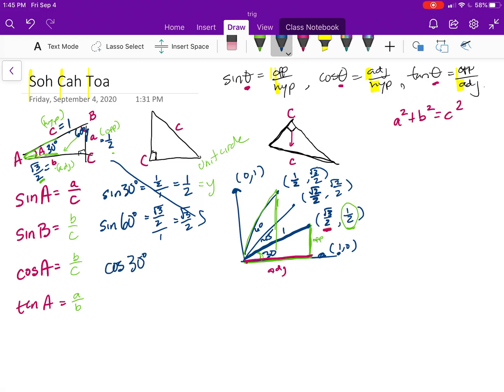Cosine of 30, because again, a is my 30, right? I could come over here and look on the unit circle. It's going to be the x value, but adjacent over hypotenuse, b, square root of 3 over 2 over 1. Right, here's my adjacent over hypotenuse.